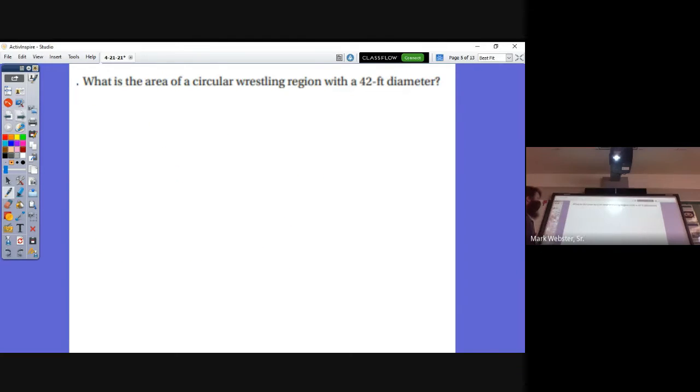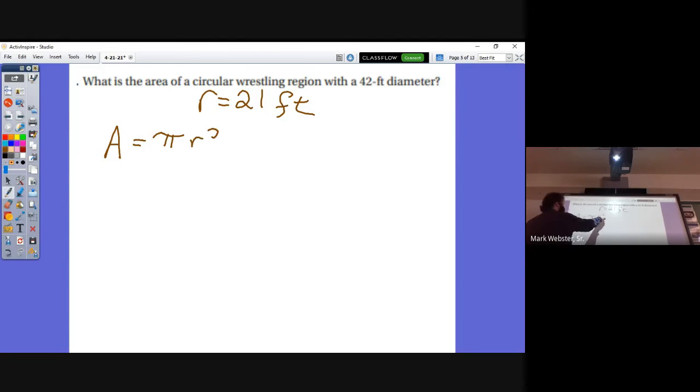So give this one a try. Same idea. Now they're just giving you words. Hey, it's a 42-foot diameter. Find the area of that figure. So we got a 42-foot diameter, which means our radius is going to be 21 feet. So now we're just going to go through and do our problem. Once again, pi r squared. Well, what's r? It's 21.